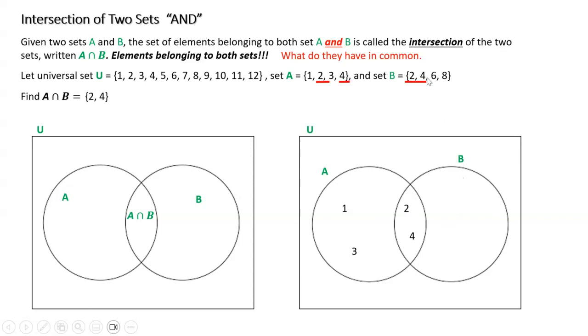Now comes set B, right? So set B, we have 2, 4, right? 2, 4 already here in set B. So then we need to put the 6, we need to put the 8. Now we have to go to the universal set. We have to list all the elements that are not in A and B, right? So for example, we got 1, 2, 3, 4. What's missing? The 5 is missing, so we have to put the 5 on the outside. We got the 6. What's missing? The 7 is missing. We got 8. Now we're going to put 9, 10, 11, and 12. That's how you represent the Venn diagram.